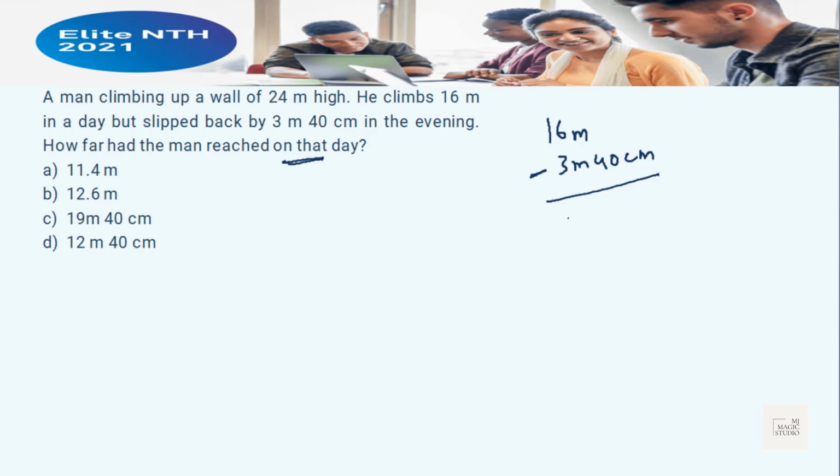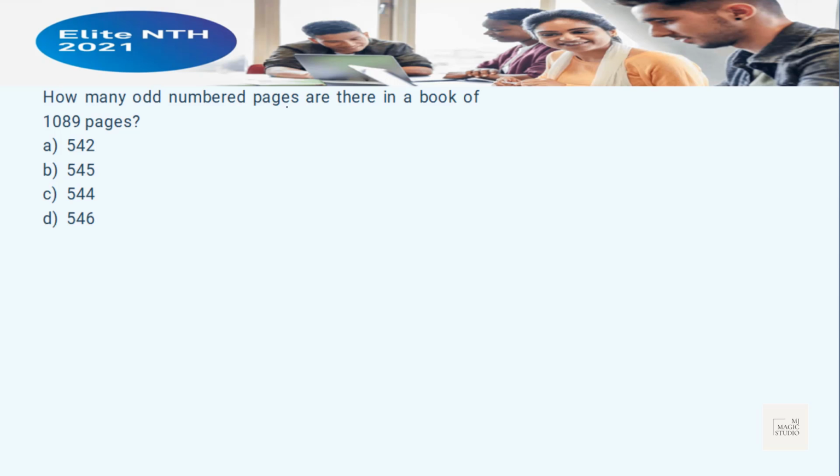We just need to subtract. It is 12 meter 60 centimeter. Yes, 12.6 meter, option B. How many odd numbered pages are there in a book of 1089 pages? That means we just need to find how many odd numbers are there from 1 to 1089. That is 1, 3, 5, 7 until 1089.